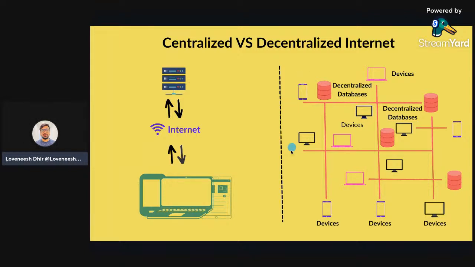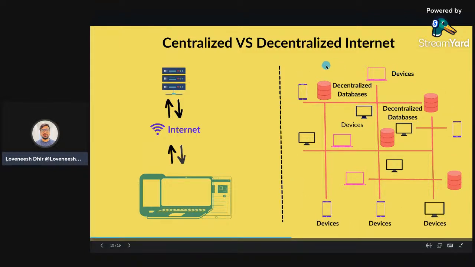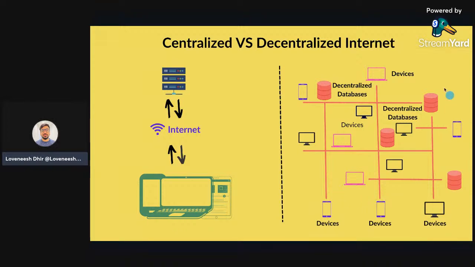And this is the case of decentralized internet. So basically in decentralized internet, there is a peer-to-peer connection. So there are many devices, and the data is stored in the decentralized databases.